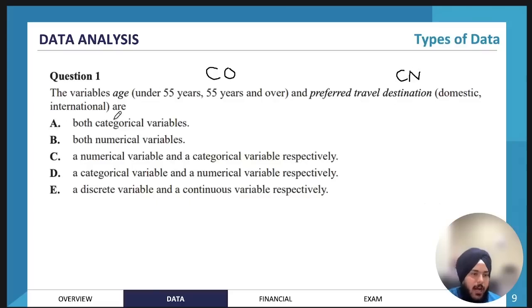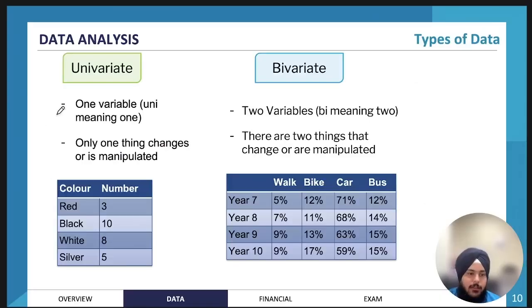So now the question asks, are they both categorical variables? The answer here would be yes. Are they both numerical variables? No. A numerical variable and a categorical variable respectively? No. D is also no because we have two categorical variables. So straight away, we can say A is our answer, but let's check the rest of the answers just to make sure. Okay, let me know if you have any questions in the Q&A.